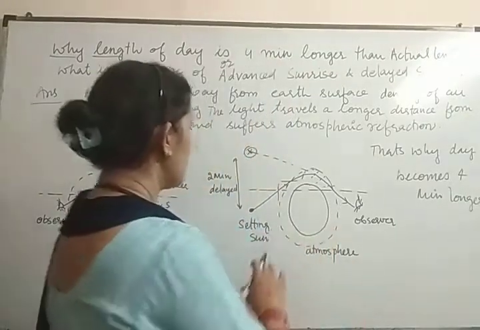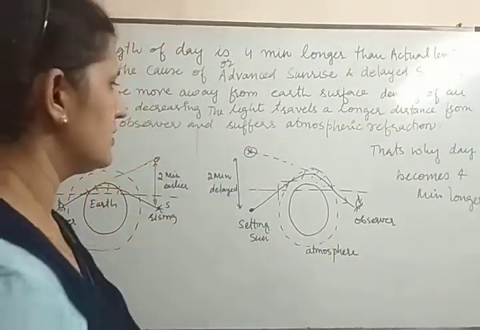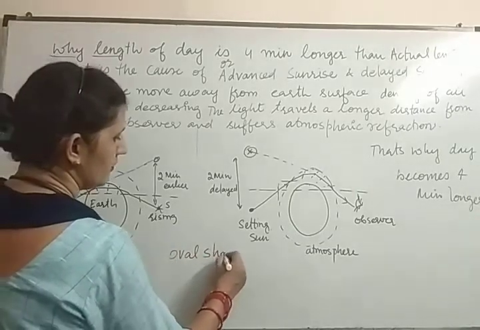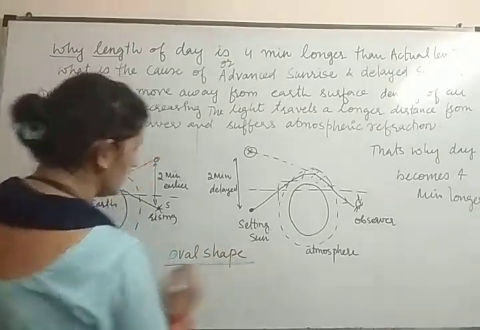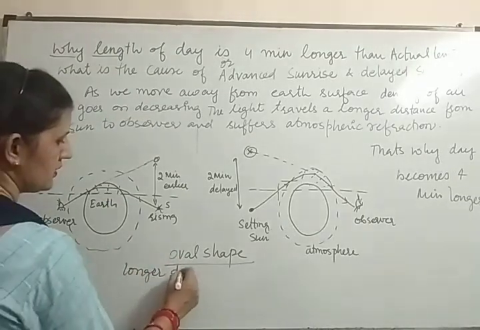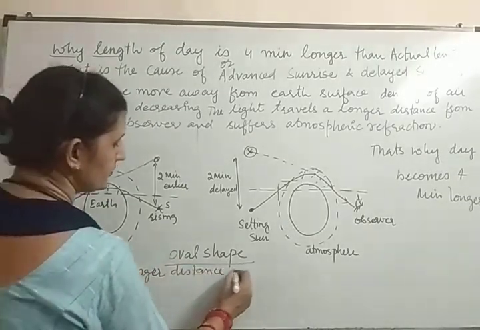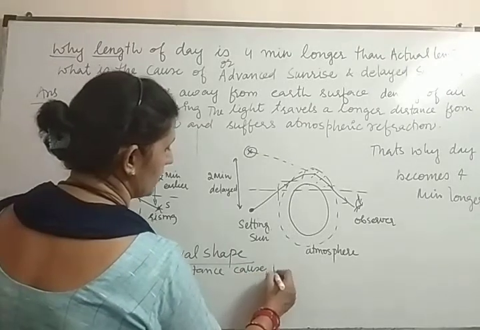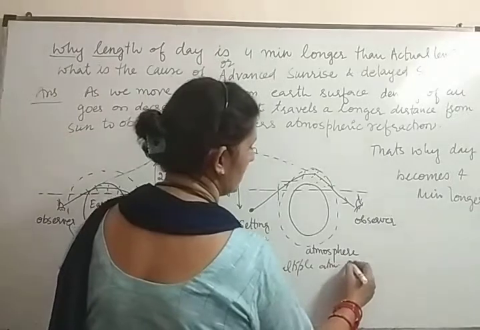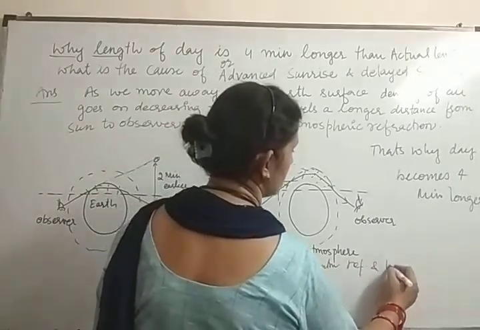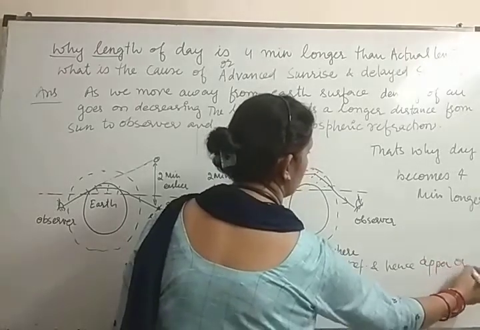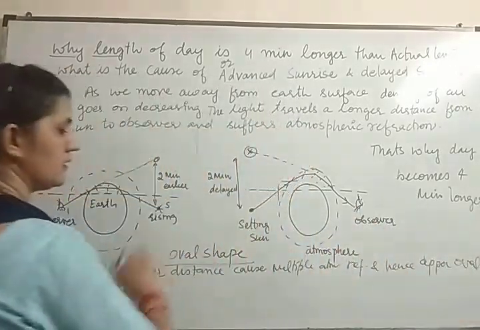One more question may be there: why, at sunset and sunrise time, is the sun of oval shape? The cause is the longer distance, which causes multiple atmospheric refractions, and hence it appears oval in shape during sunrise and sunset.